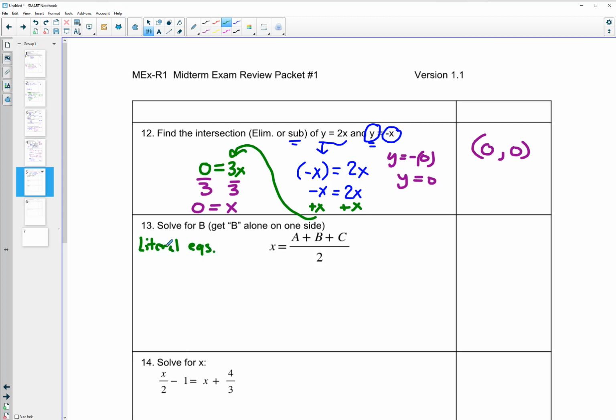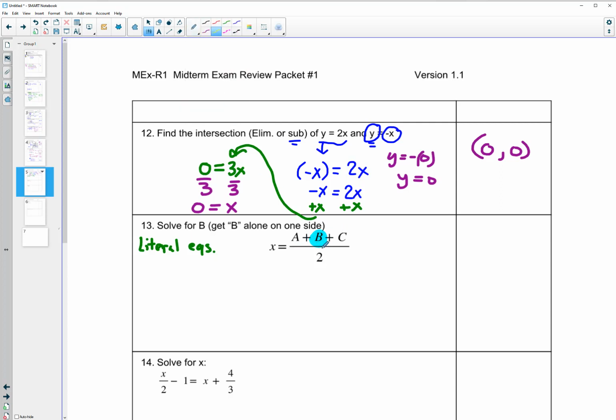I'm going to abbreviate equations, but it's literal equations. And we want to get b by itself, so we want to isolate this. Okay, so we have to kind of do reverse. I wanted to use the highlighter, sorry. We want to do reverse PEMDAS, right? So I want to get that by itself.